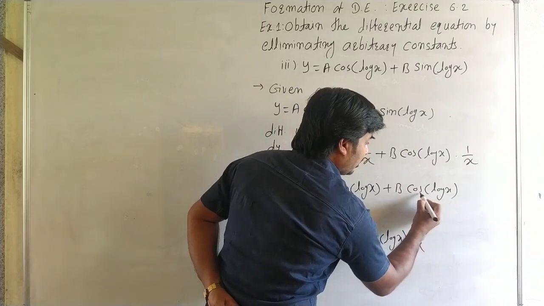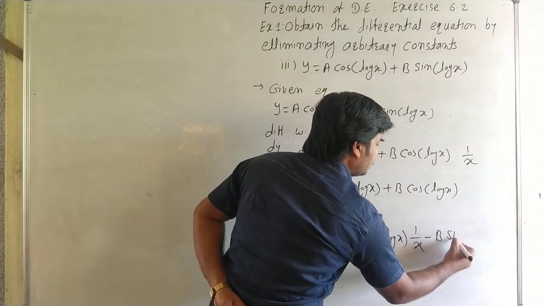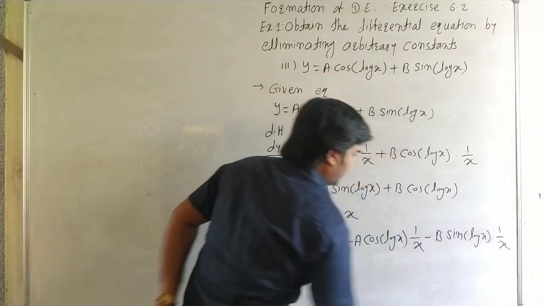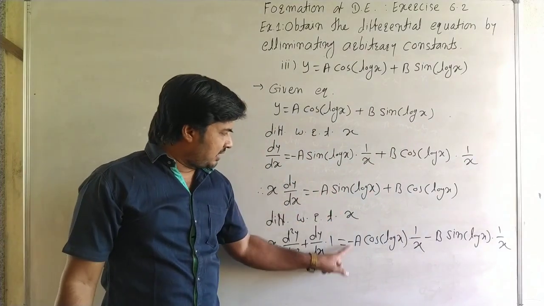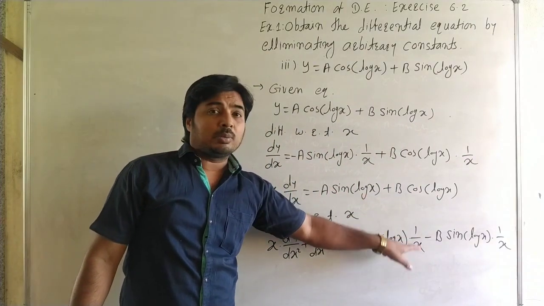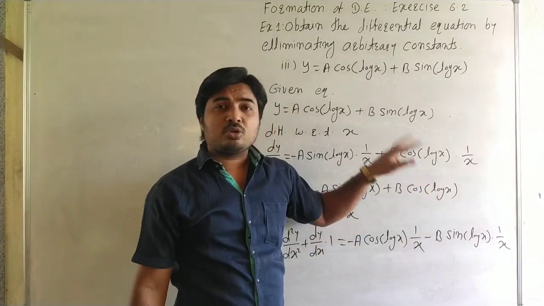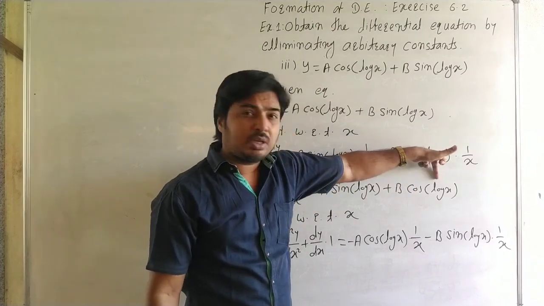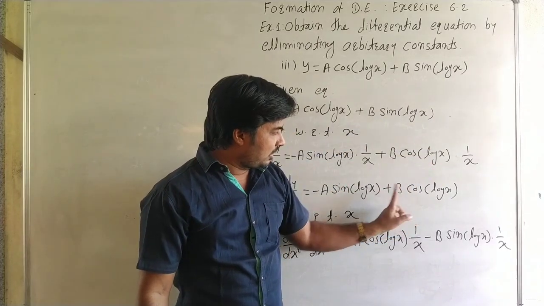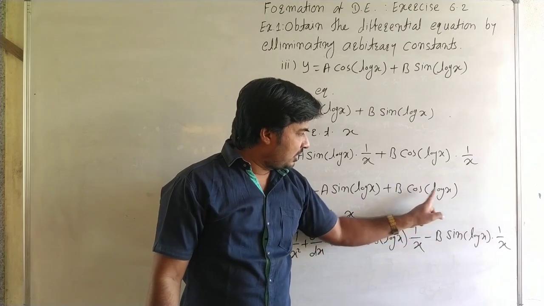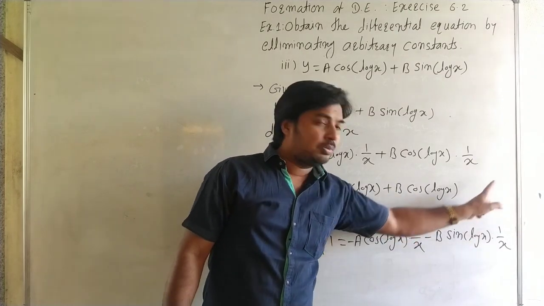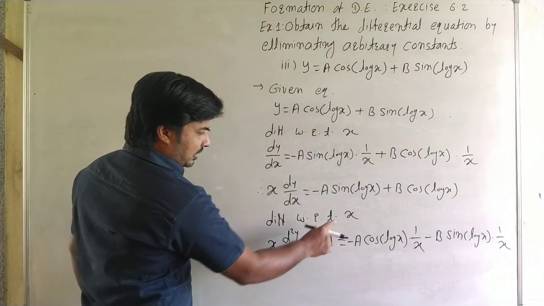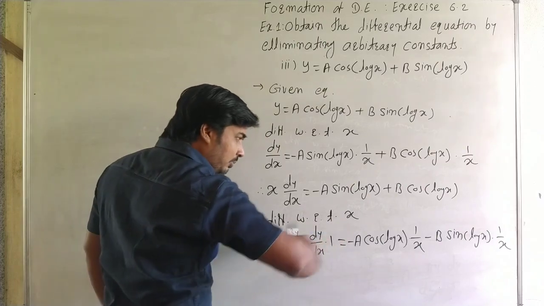Then again here cos of log x: it is minus b into sin of log x into 1 by x. See carefully: minus a as it is, the derivative of sin of log x is cos of log x into 1 by x. For cos of log x, the derivative of cos x is minus sin x, but here x is replaced by the function log x. Therefore it is minus b, derivative of cos is minus sin of log x, and again differentiate log x. Now same procedure here: take 1 by x common, or multiply throughout by x.